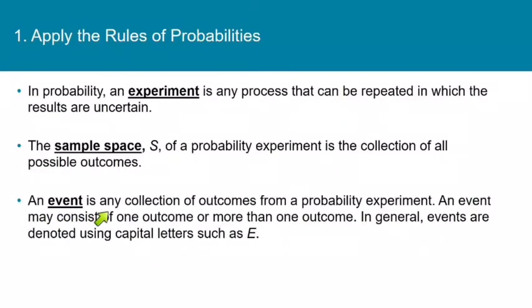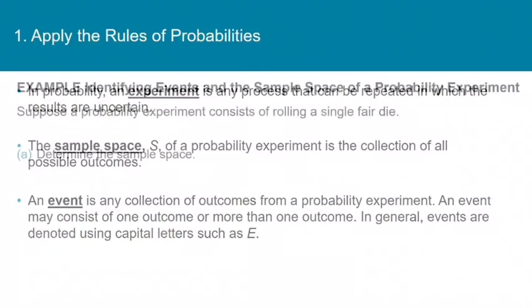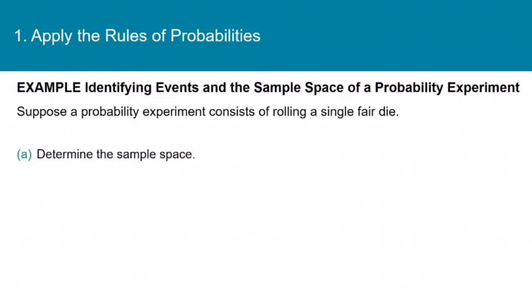And an event is any collection of outcomes from a probability experiment. An event may consist of one outcome or more than one outcome. In general, events are denoted using capital letters such as capital E. So let's go through an example together.